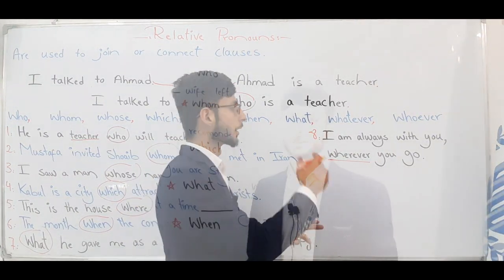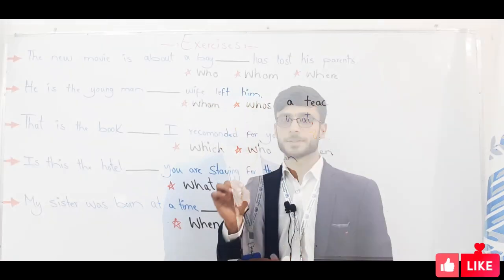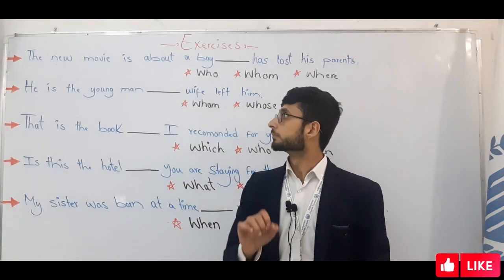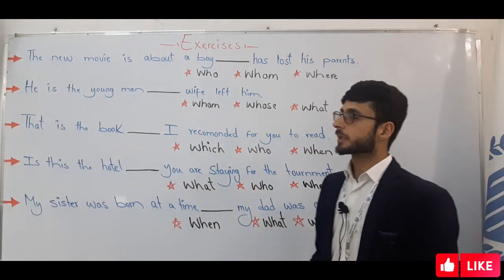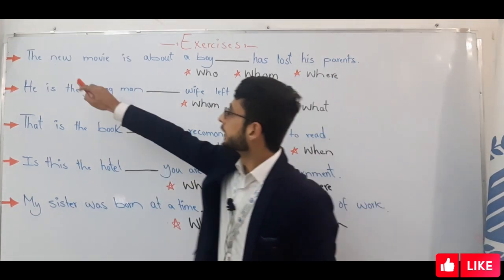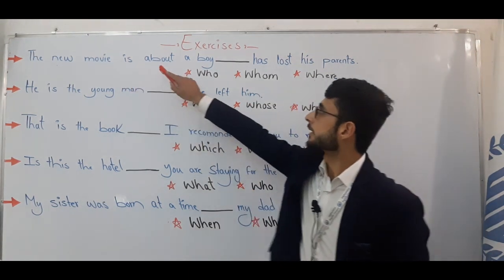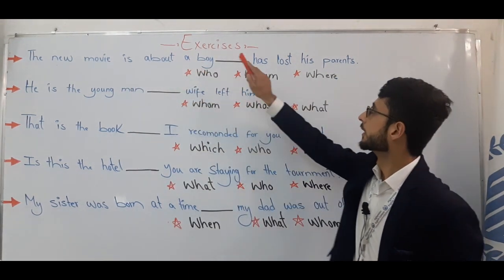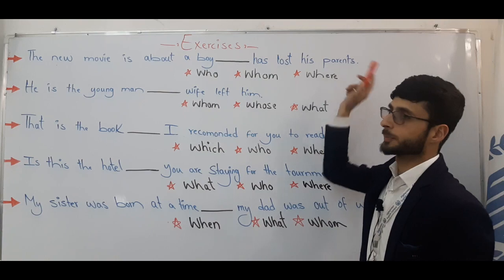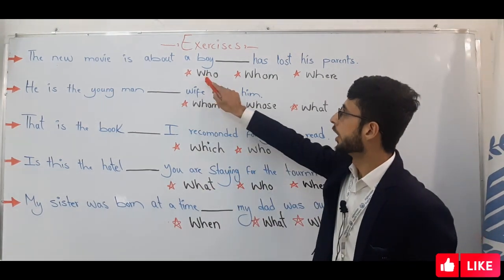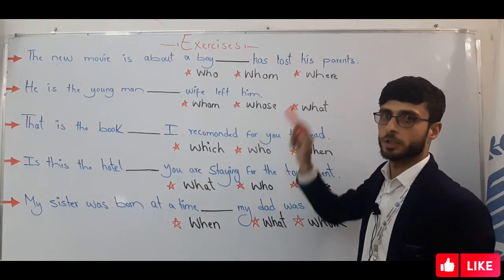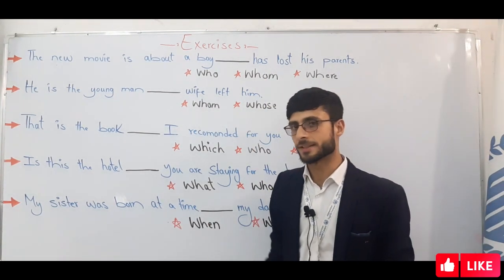Some exercises on relative pronouns. Join them with. Stop the video. Do the exercises and replay it. Let's come to first sentence. The new movie is about a boy has lost his parents. There are three choices in here, three options: who, whom, and where. We should use one of them in this sentence.